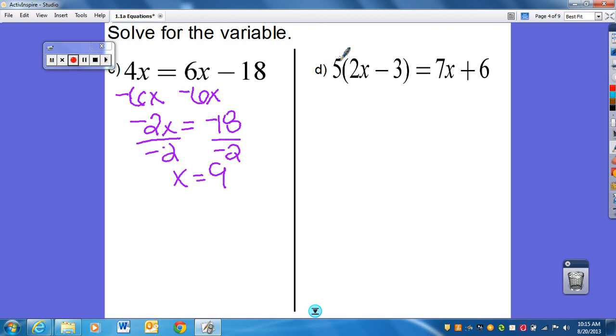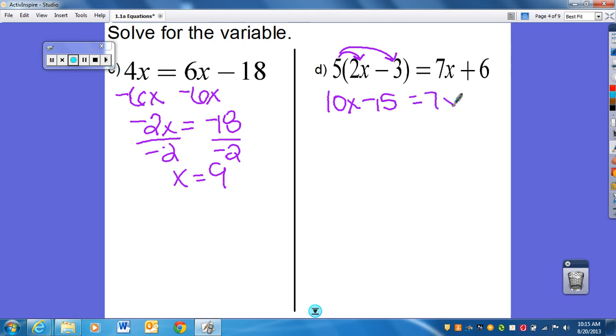In our next example, the first thing we want to remember to do is the distributive property. So that means we want to multiply the 5 times the 2x and the 5 times the negative 3. So 5 times 2x is going to give us 10x, and 5 times negative 3 is going to give us negative 15.